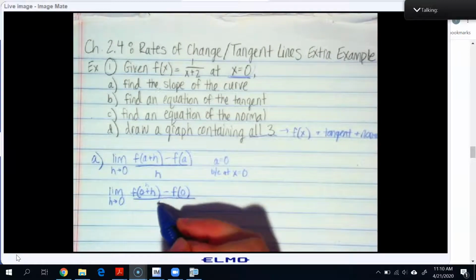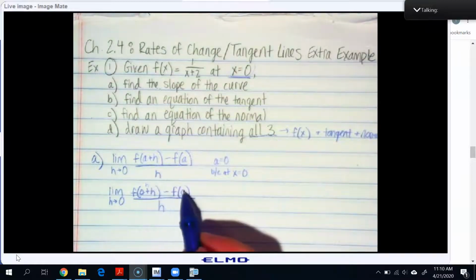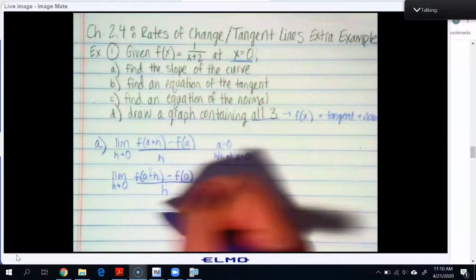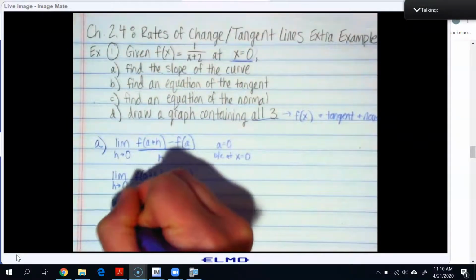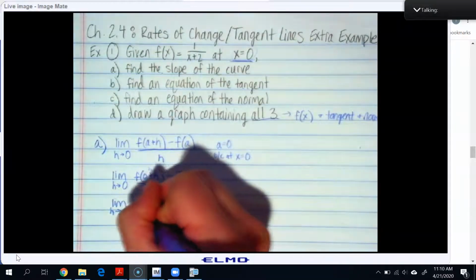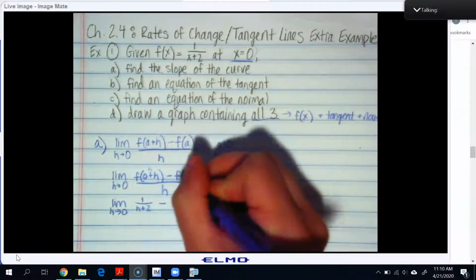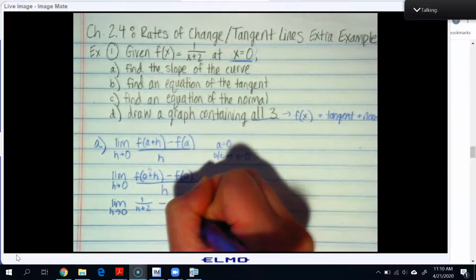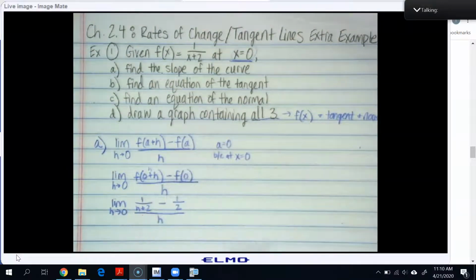And so now to finish evaluating this, I'm going to plug these values into my function. So this would turn into the limit as h approaches 0. If I plug in h here, I'm going to get 1 divided by h plus 2 minus, now I'm going to plug 0 in, so that'd be 1 divided by 2, or 1/2, all divided by h. Now, I can't evaluate this limit right now because if I were to plug 0 in, right here I would get divide by 0, and that's undefined.